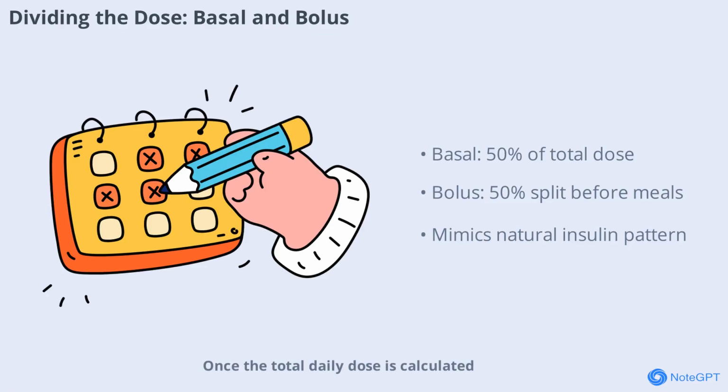Once the total daily dose is calculated, the next step is to split it into two main parts: basal and bolus insulin. Basal insulin makes up half of the total dose and is usually given once daily at bedtime, helping to maintain stable blood sugar levels throughout the night and between meals.